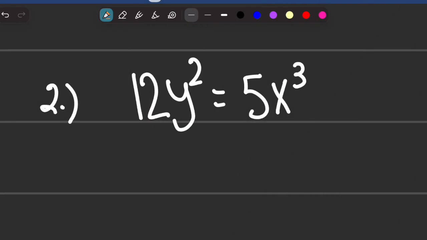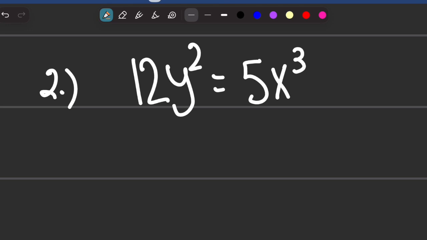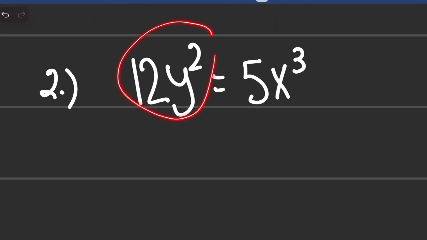All right, moving on to the second problem. And I do encourage you to write this problem down in your notebook and write down the steps and follow along with me so that you have something you can reference when you are doing your homework problems or reviewing for a test. So I encourage you to write this problem down as we go through it. This problem is 12y squared equals 5x cubed.